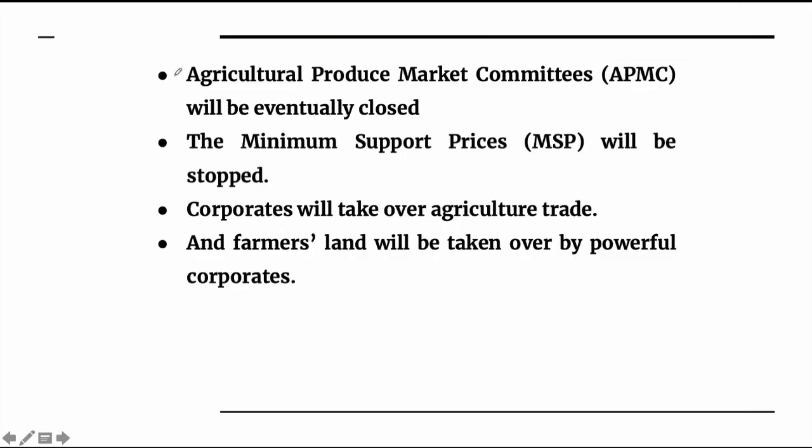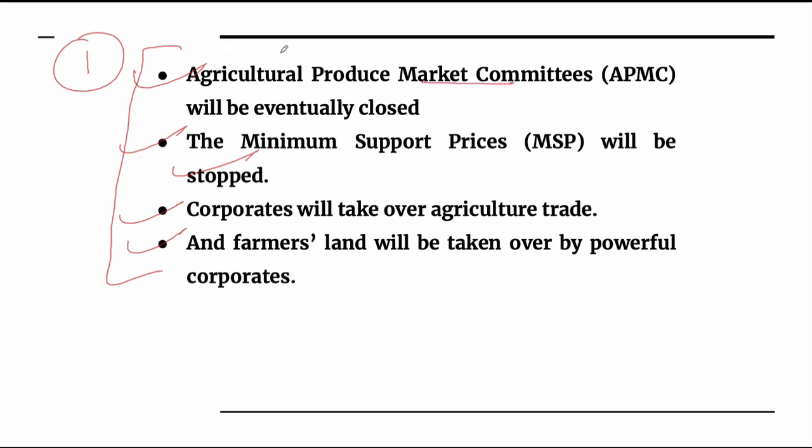The major points that have been highlighted by the protesters are as follows. One is related with APMC, second is about the MSP, third is the increase in the presence of the corporate sector in agricultural trade, and fourth is that farmer land will be taken by powerful corporates. Take the example of APMC, the Agriculture Produce Market Committee Act. Every state comes up with such an act, and they establish APMC mandis.